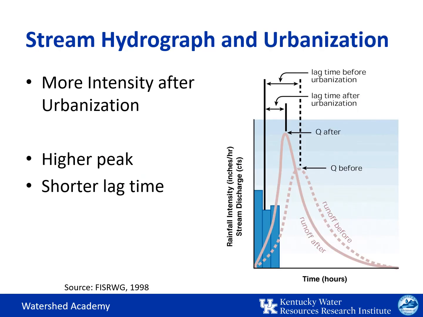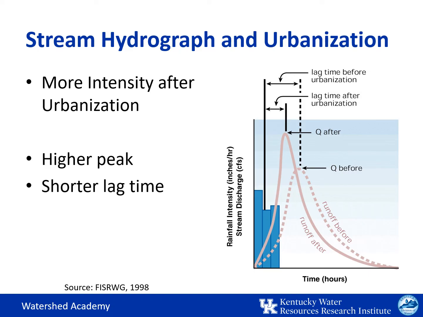A stream hydrograph is a useful tool in visualizing the impact of urbanization on the stream flow. Here in this example, we can see that the same precipitation events produce very different discharges depending on whether the watershed has been developed or not. The pink curve shows the post-development scenario, and the dotted pink line, the pre-development scenario. So you can see that there are higher peak flows that occur in a shorter time after urbanization has occurred.